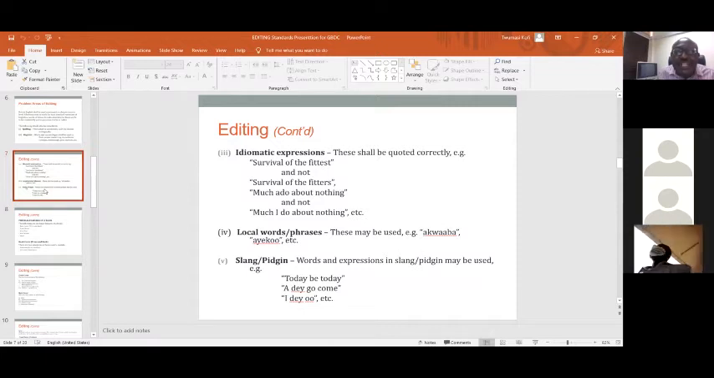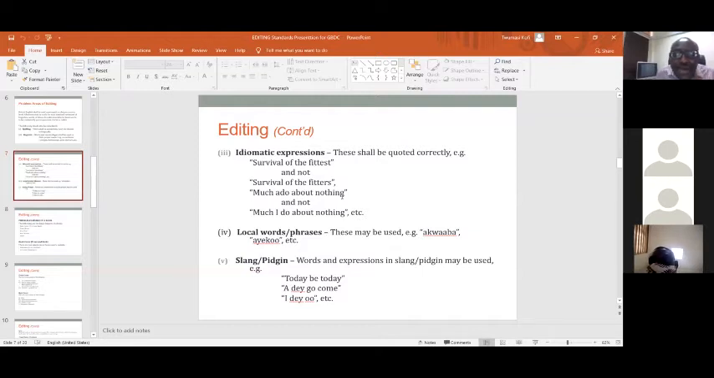In the area of idiomatic expressions, that's another area where people have problems. We said you should quote correctly. For example, the correct rendering of the phrase "survival of the fittest" should be like that, but not "survival of the fittest" misquoted. You know, it's a kind of malapropism. We must be very careful about that. In Ghana people say "much ado about nothing," but some say "much I do" about nothing, which is the wrong rendering.